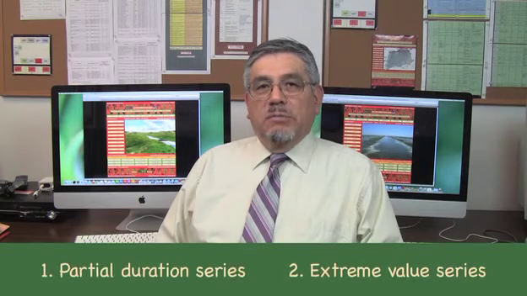The complete record of stream flows at a given gauging station is called a complete duration series. To perform a flood frequency analysis, it is necessary to select a flood series, that is, a sample of flood events extracted from the complete duration series. There are two types of flood series. 1. Partial duration series, and 2.